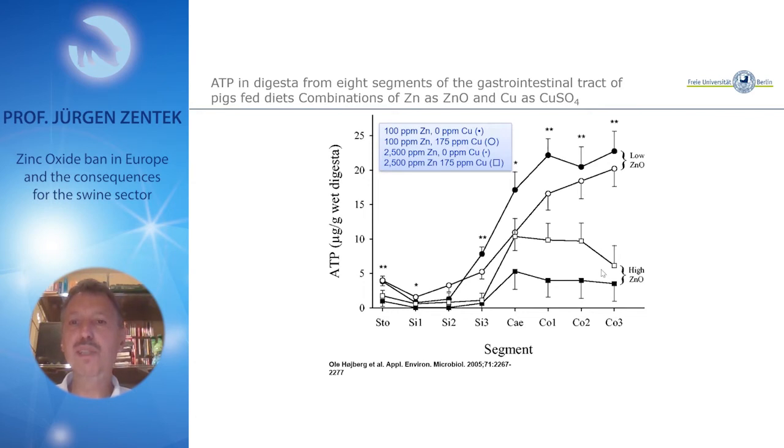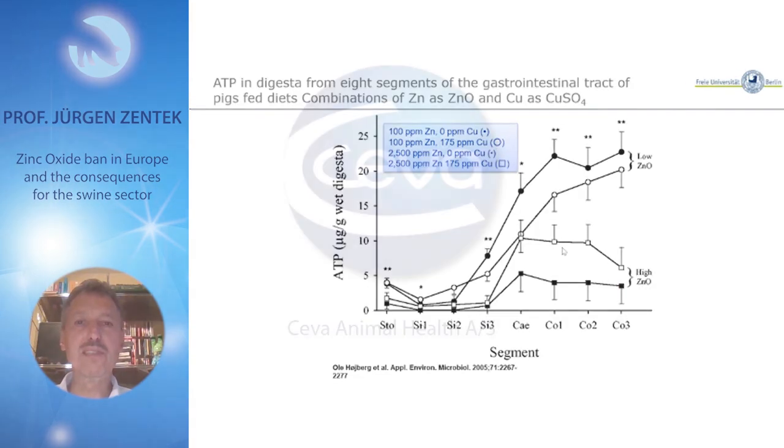And to make it short, and I think you can see it here, with high levels of zinc oxide, pharmacological levels, you get much lower ATP levels in the intestine compared to pigs which were fed low levels or normal levels, let's say 100 ppm of zinc in their diet. So that means it's not just the composition, it's also the metabolic activity that is affected.